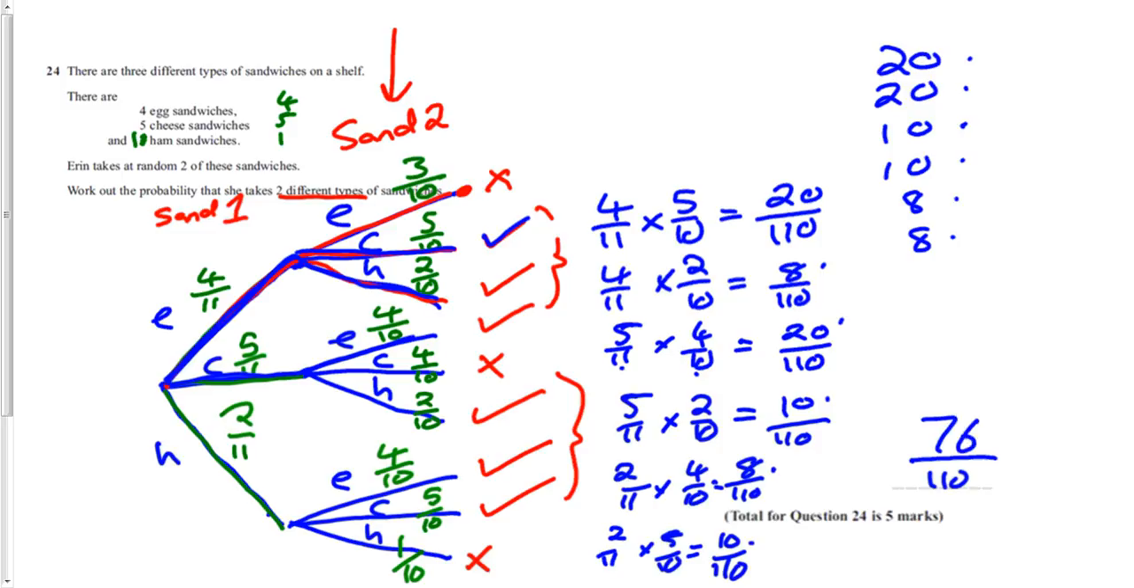So the final answer we're looking for is 76 over 110, which of course you can simplify down by dividing top and bottom by 2. 38 over 55. However, they haven't asked you to write it as simply as possible. So leaving your answer as 76 over 110 gets you all 5 marks.